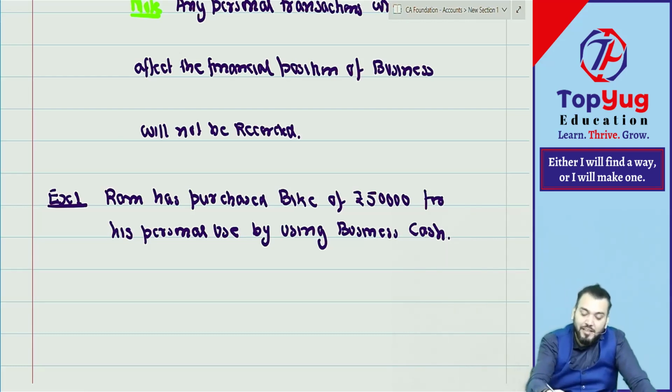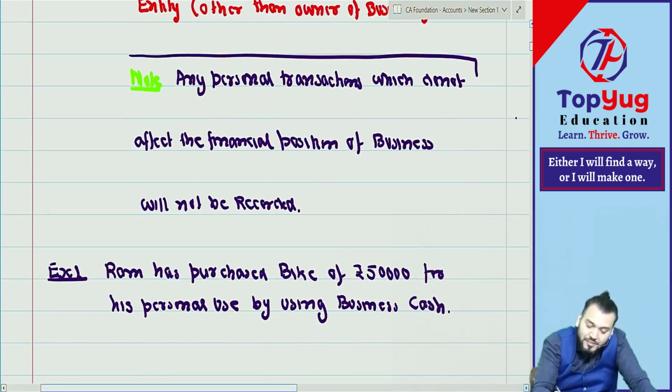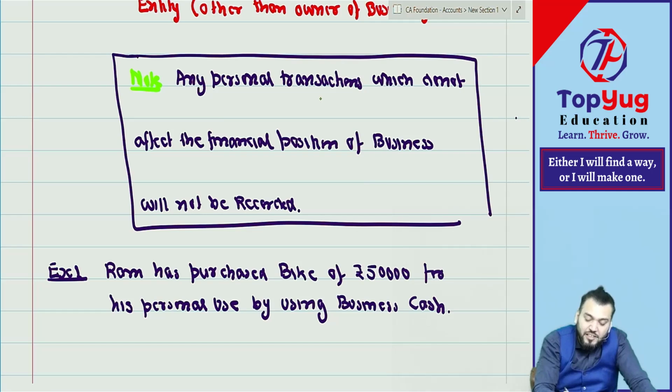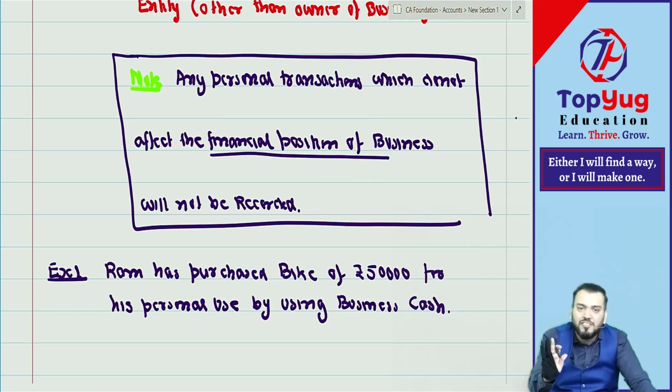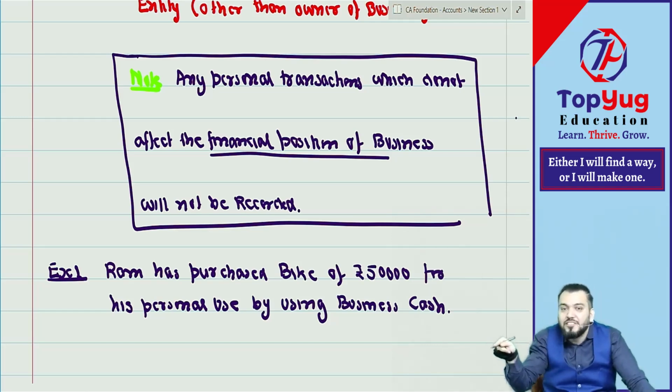Just try to understand. Some of you have not understood the essence of this statement, and some of you have. What I said: any personal transaction which does not affect the financial position of business. In this case it is a personal bike, but the payment has been made from business cash. The cash of business will decrease, which means it will affect the assets of business. If it affects the assets, it changes the financial position, so it becomes a transaction to be recorded.